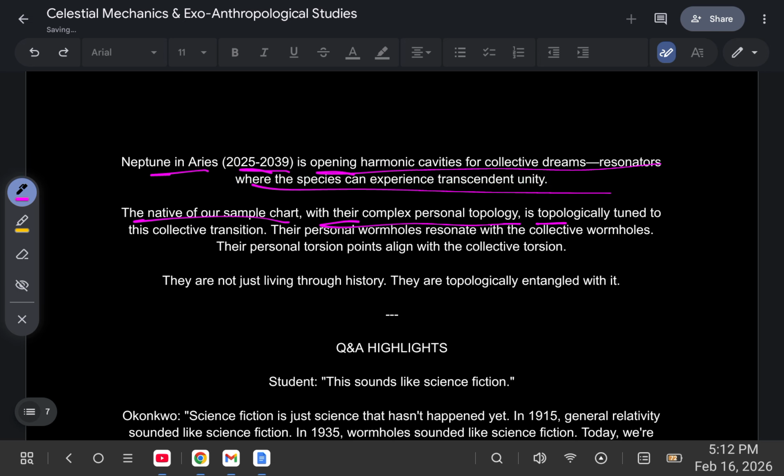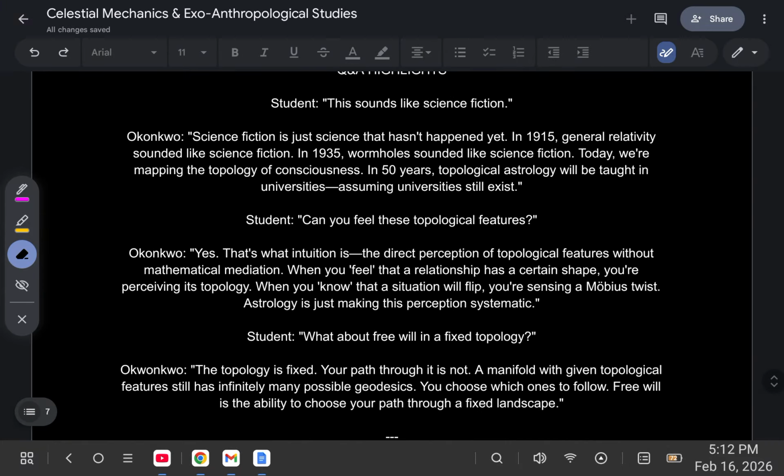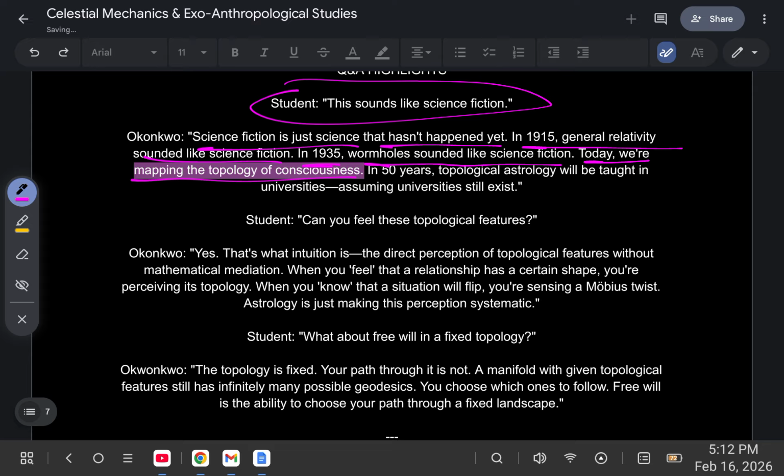Now let's go through our Q&A. We just have about 3 questions. Sounds like science fiction, not even a question. Science fiction is just science that hasn't happened yet. In 1950, general relativity sounded like science fiction. In 1935, wormholes sounded like science fiction. Today, we're mapping the topology of consciousness. In 50 years, topological astrology will be taught in universities, assuming universities still exist.